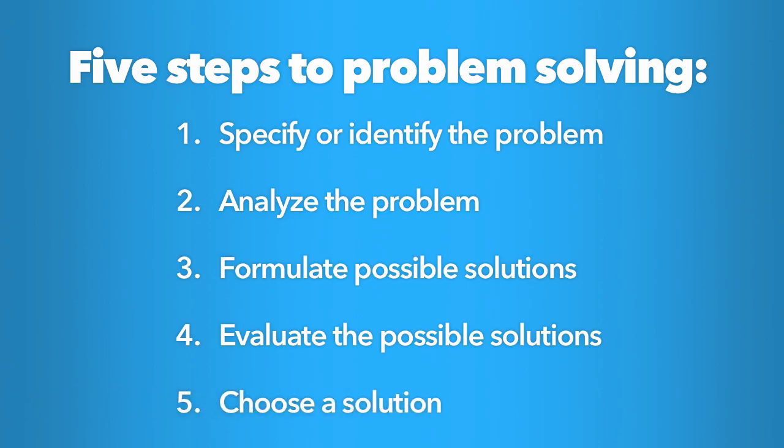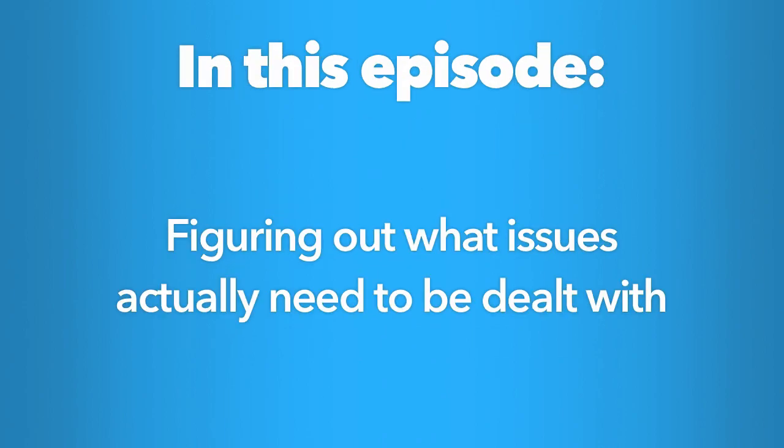5. Choose a solution. Decide which argument is the strongest based on your evaluation and use that argument as a basis for taking action. The previous modules have given you the skills needed to engage in analysis, evaluation, and selection. In this episode, you will learn more about the first step, figuring out what issues actually need to be dealt with. Before we can move on to all those other steps, we need to believe that there is a problem in the first place, and we need to clearly and directly state what that problem is.